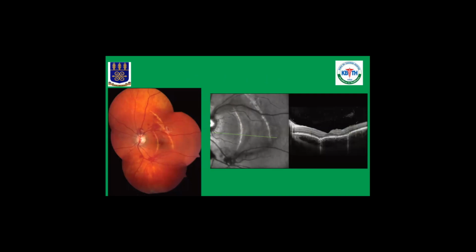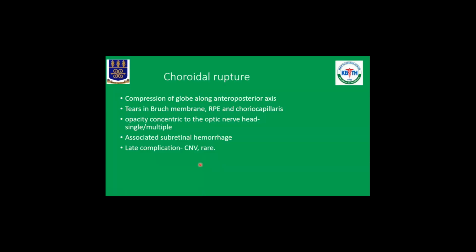So you have these whitish concentric lesions in this montage fundus photo, and there are some hemorrhages. This is classic of choroidal rupture. Now, the OCT shows some bit of transmission of signal due to damage to the RPE Bruch's membrane complex. It arises from compression of the globe along the anteroposterior axis, leading to tears in the Bruch's membrane, RPE, and then also the fibrous layer of the choriocapillaris.